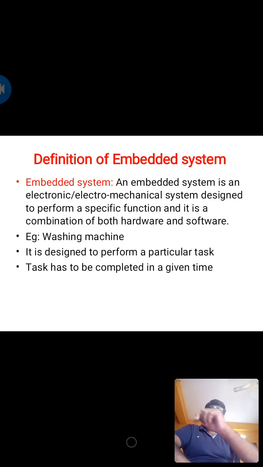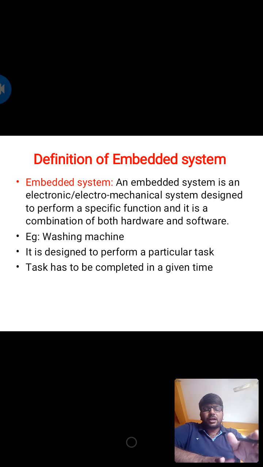So coming to the next one, the first concept of your syllabus is the definition of an embedded system. What is the definition of an embedded system? An embedded system is an electronic or electromechanical system designed to perform a specific function, and it is a combination of both hardware and software. This means the embedded system is designed for the purpose of a specific or unique function.